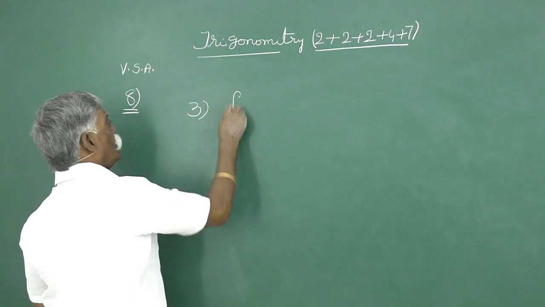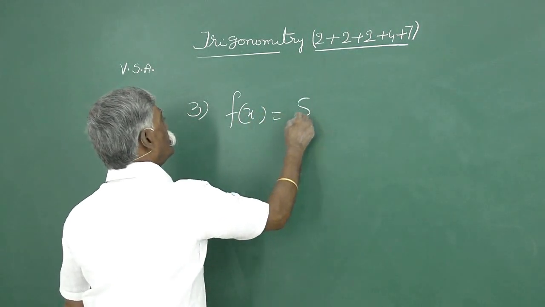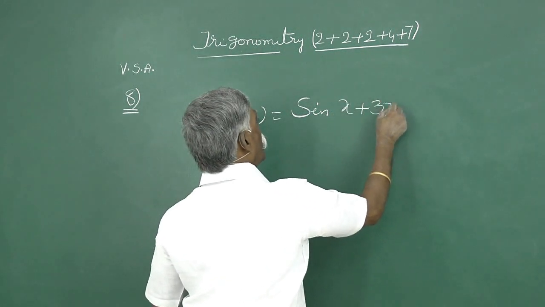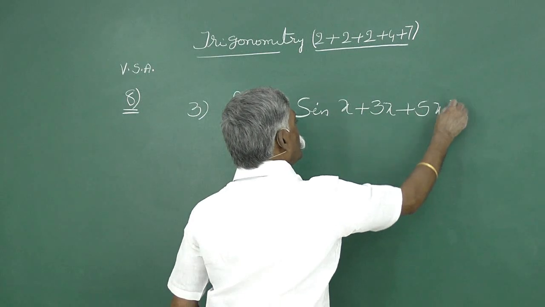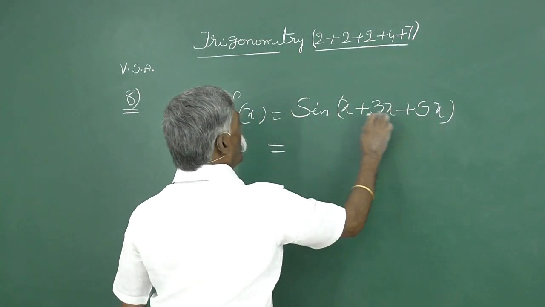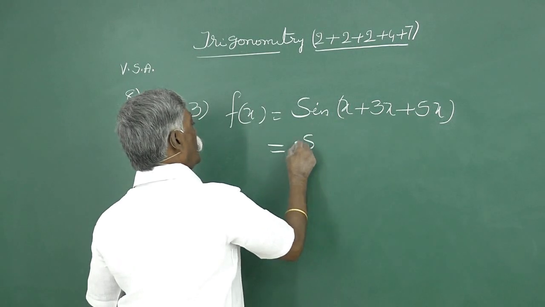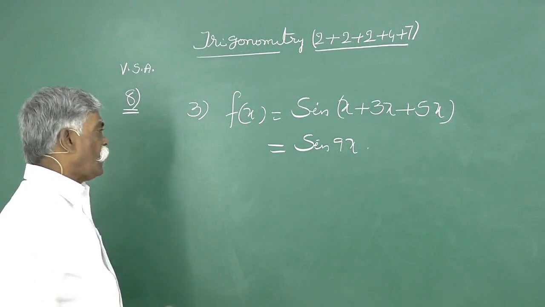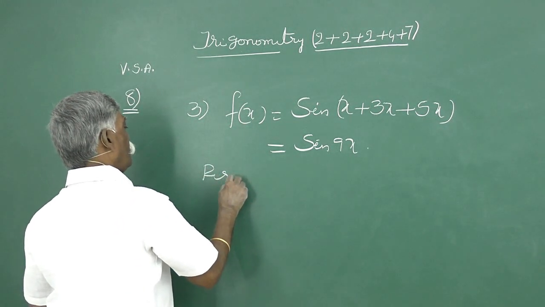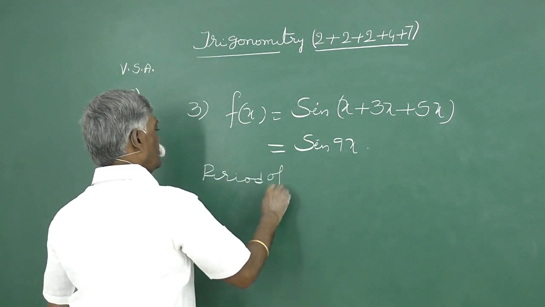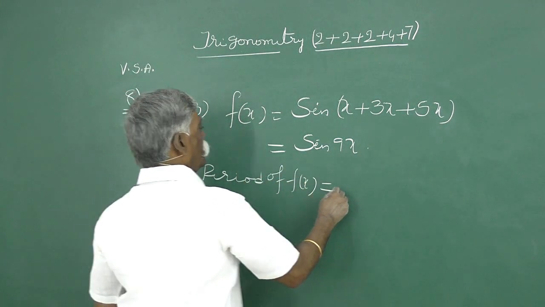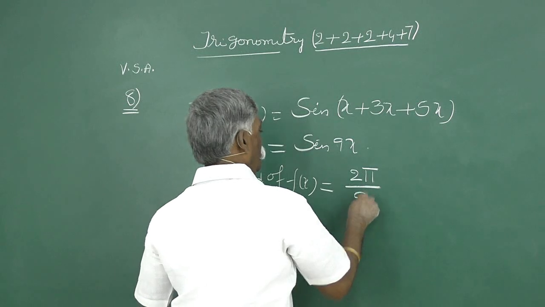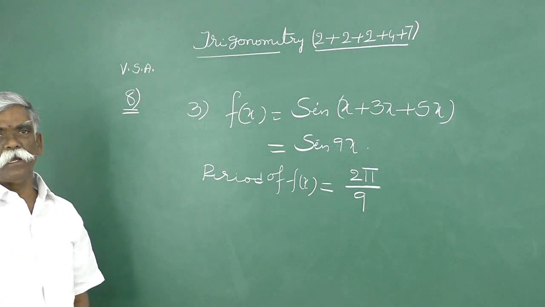Third one, f of x is equal to sine of x plus 3x plus 5x. This is equal to 5 plus 3, 8 plus 1, 9, sine of 9x. And the period of sine x is 2 pi. So period of f of x is equal to, the original period of sine is 2 pi and here the coefficient is 9, therefore the required period is 2 pi by 9.